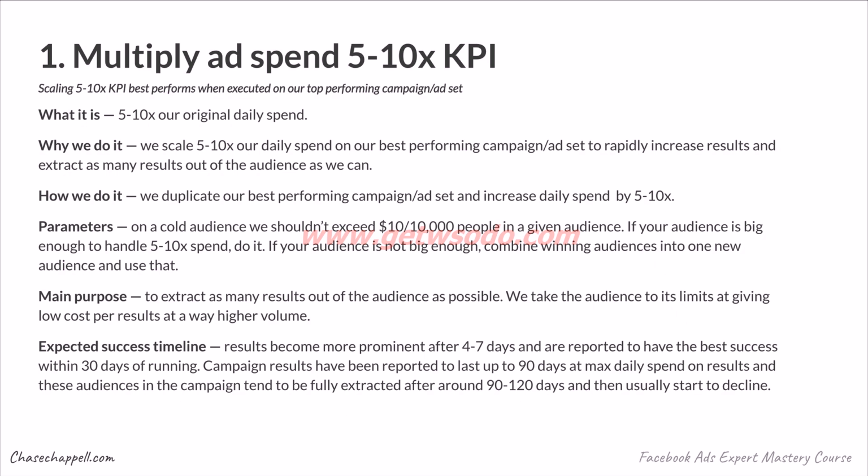So if your audience has 60,000 people in it, you should be spending no more than $60 daily on it. If your audience is big enough to handle 5 to 10 times the amount of ad spend, do it. And if your audience is not big enough, combine winning audiences into one new audience and use that. So ideally, you're going to want your audience size to be closer to 1 million when scaling up your amount daily spend. And the reason is because, as you're increasing, you're going to be reaching a lot more people because you're spending more and you'll be reaching more people.